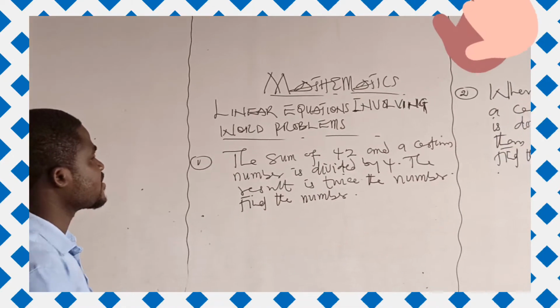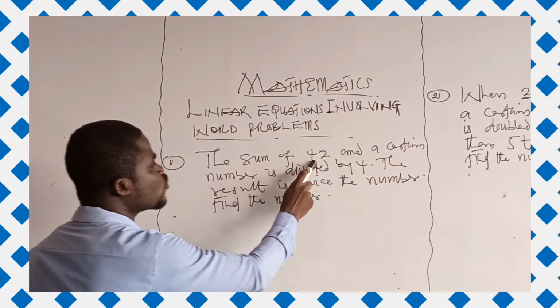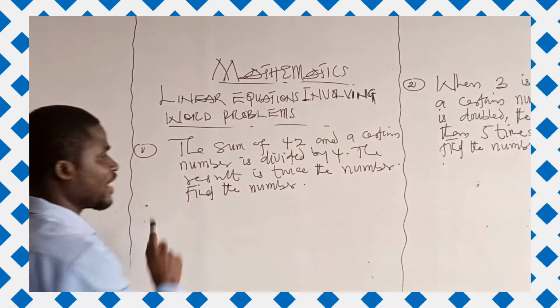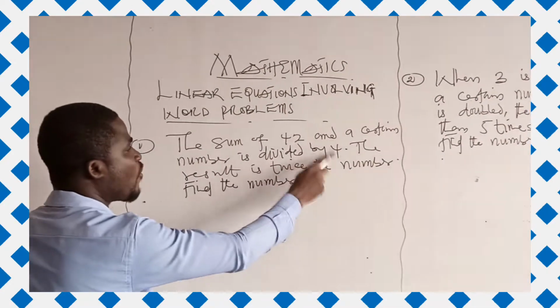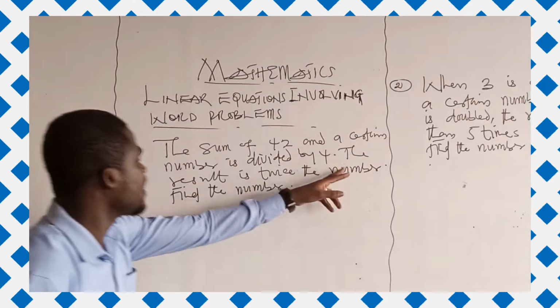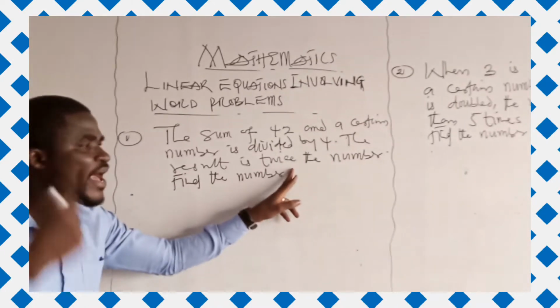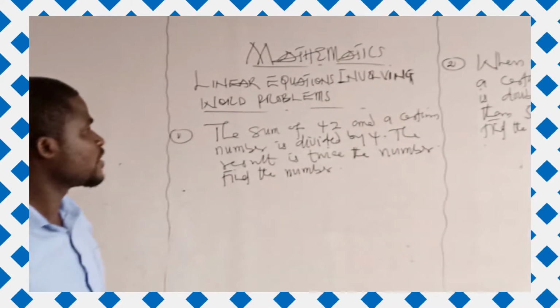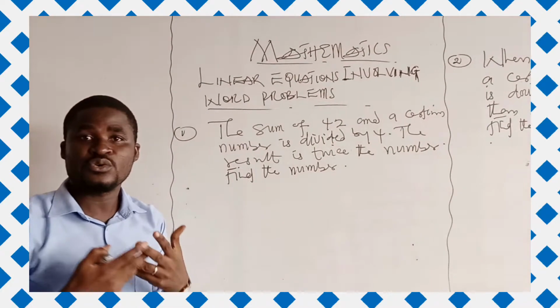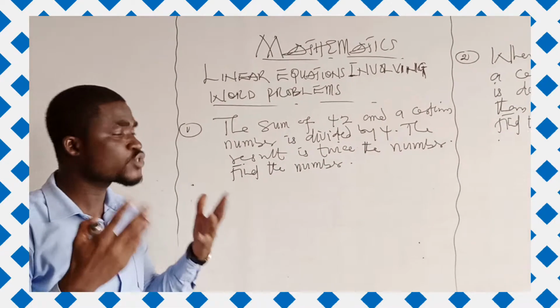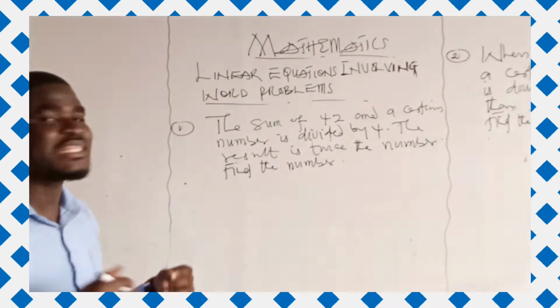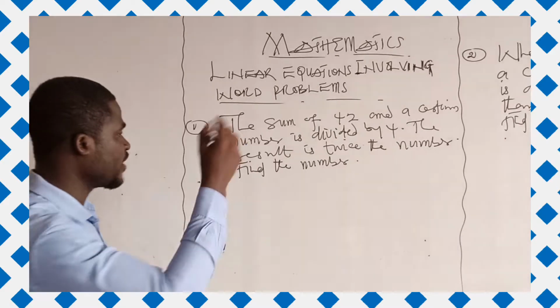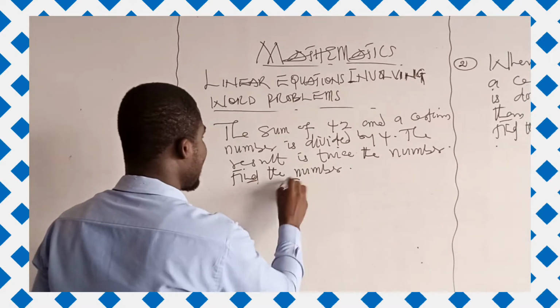The question says, the sum of 42 and a certain number is divided by 4. The result is twice the number. Find the number. The question you have to ask yourself is, do you know the number? No, we don't know the number. So let the number be X.